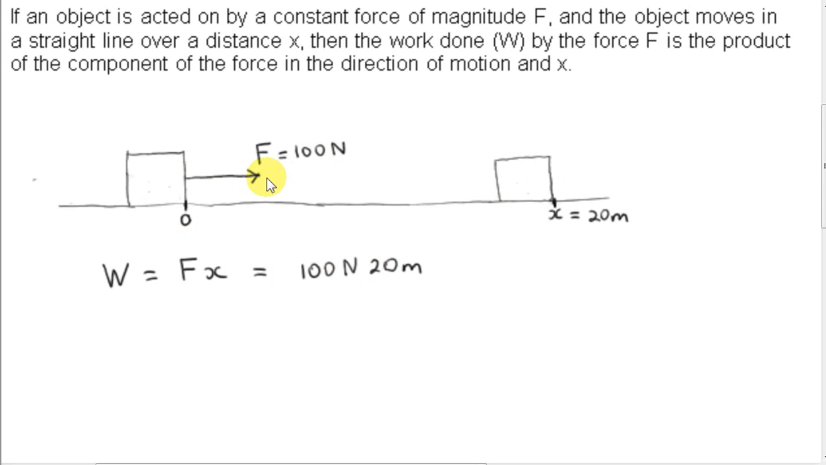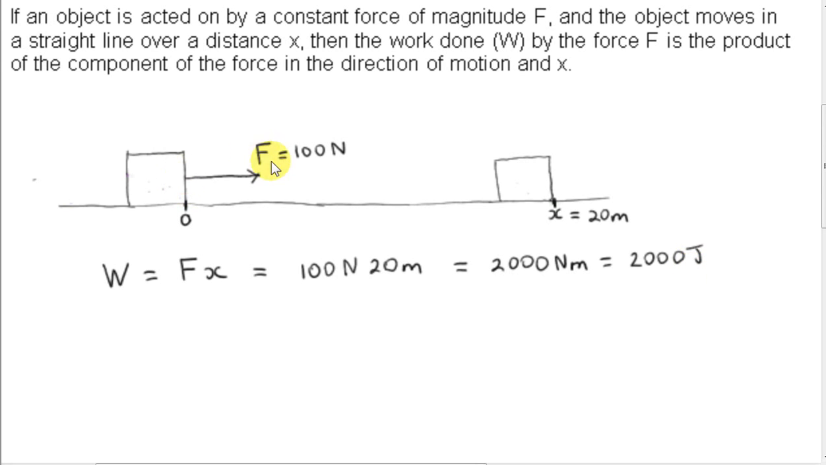So this force is constantly acting on the object while the object goes from here to here. So the work done is written in Newton meters, and the Newton meter is called a joule. Okay, so I just multiply the two units here to get a Newton meter, and that's called a joule.